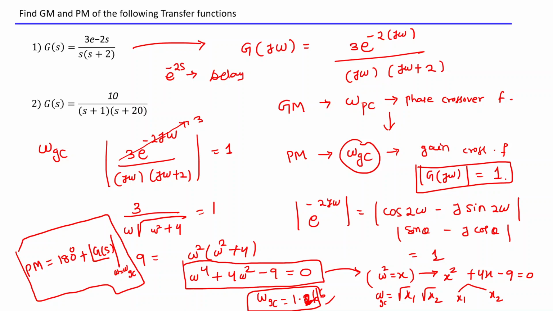But coming back, let's calculate the value of the phase margin, then we'll verify it there. So let me go to the next screen. You have to find out the angle. 3 into e to the power minus 2 j omega, divided by j omega into j omega plus 2. This is your G of j omega. You have to find out the angle of the system.